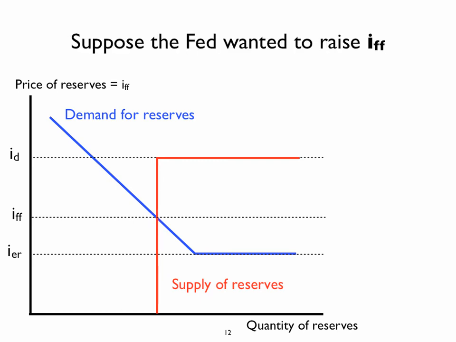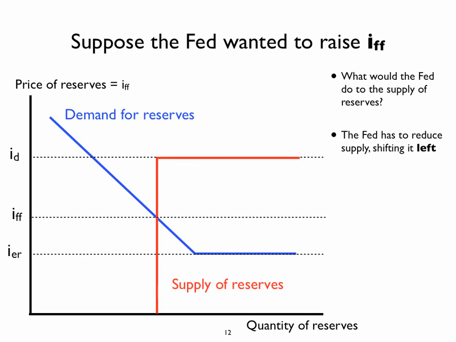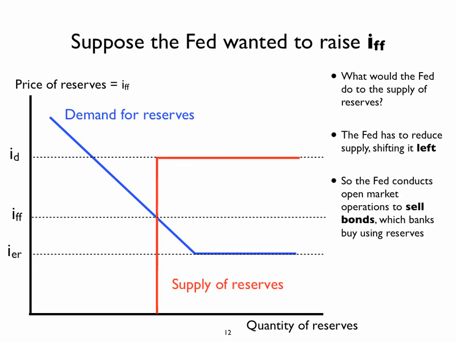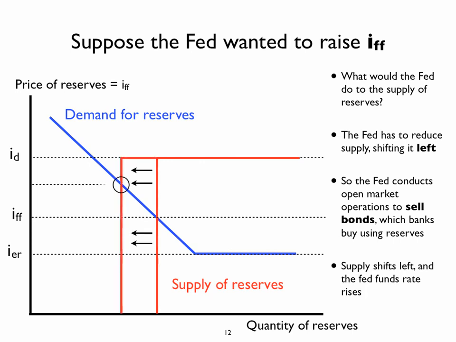Well, suppose the Fed wanted to raise the Fed funds rate. What would the Fed do to the supply of reserves? Basically, it needs to move the supply curve to the left if it wants a higher Fed funds rate. And what it must do then is conduct open market operations in selling bonds, which banks buy using reserves. So the Fed offers bonds at a favorable price. Banks buy them up using reserves. That removes reserves from the system, and supply will shift to the left. The Fed funds rate rises because the Fed has removed reserves from the banking system, and so the intersection of supply and demand is further to the left than it was.